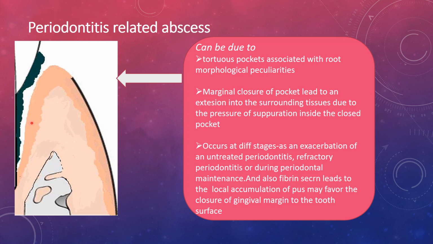That can be the next reason, and it occurs at different stages, that is as an exacerbation of untreated periodontitis, refractory periodontitis, or during periodontal maintenance, due to improper removal of local factors or an increased inflammatory process which can lead to abscess formation. Also it can be due to fibrin secretion as a part of healing, which leads to localized accumulation of pus and may favor the closure of the gingival margin to the tooth surface. So this greater amount of fibrin production can lead to closure of the gingival margin, which leads to localized accumulation of pus.